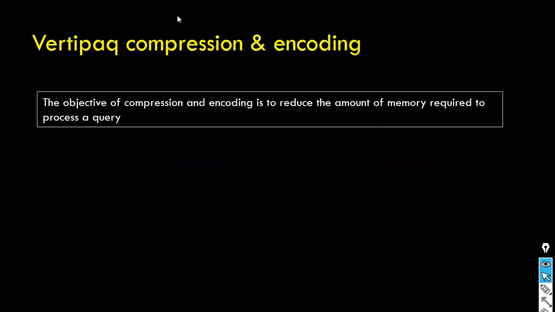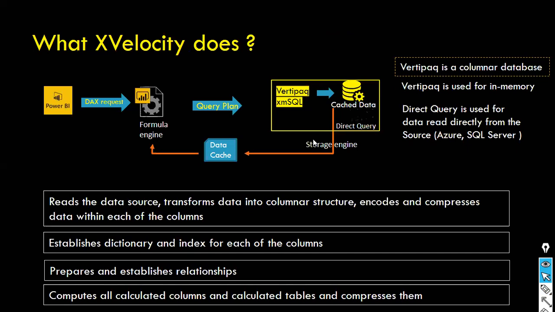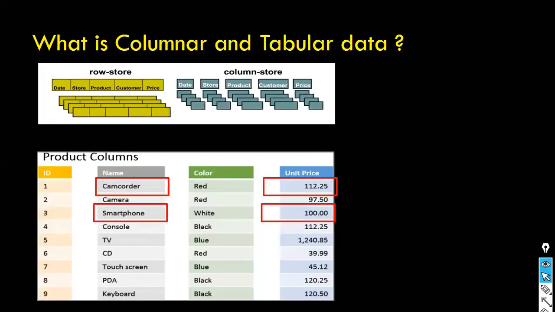There is a question from Preeti. Okay, yes. What is a columnar database? Why does it have to convert the row to column? Look here. So this is your row store and this is your column store.